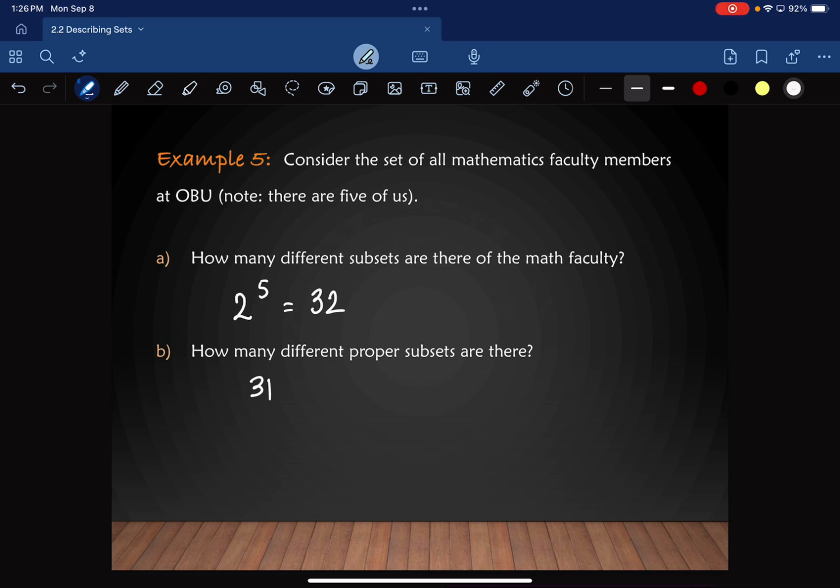Okay? Now, if we wanted to change this and make some sort of a subcategory, and we wanted to talk about just the female math faculty members, there's not 5 of us because we're not all female. There's only 3 of us. And we could do the same thing. How many subsets would there be? Will it be 2 to the 3rd? What's 2 to the 3rd? It's 8. And how many proper subsets would there be? 7. It's just 1 fewer.